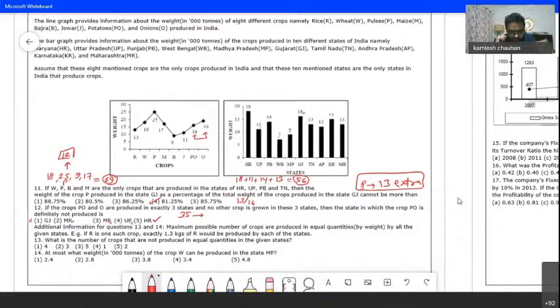Question number 13 and 14 are relatively easy. In the sense, maximum possible number of crops are produced in equal quantities by all the given states. For example, R is one such crop, exactly 1.3 kgs of R would be produced in each of the states. Now to produce the maximum number, what will we do? Take the one with the smallest quantity and make all equal. And so on.